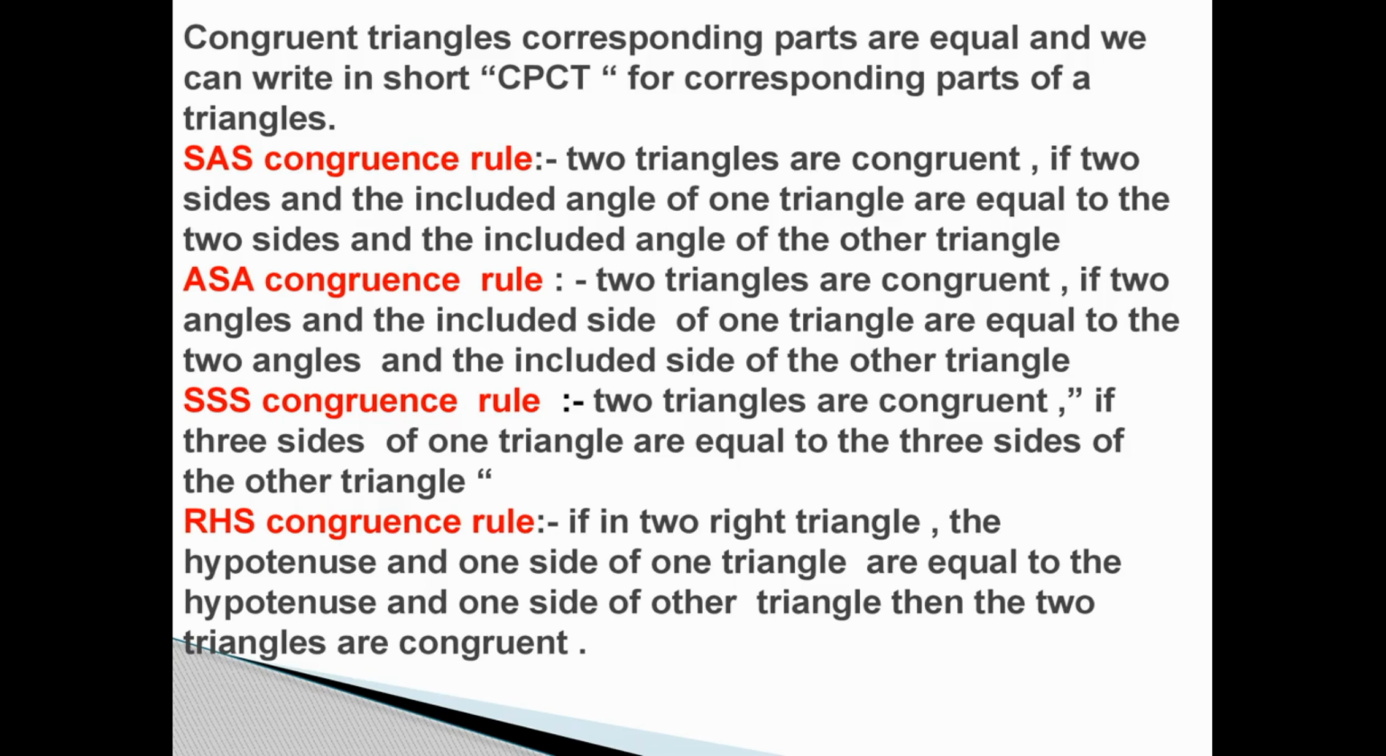Two triangles are congruent if three sides of one triangle are equal to three sides of the other triangle, then the two triangles are congruent according to SSS congruency rule. Next, RHS congruency rule. In two right triangles, the hypotenuse and one side of one triangle are equal to the hypotenuse and one side of the other triangle, then the two triangles are congruent.